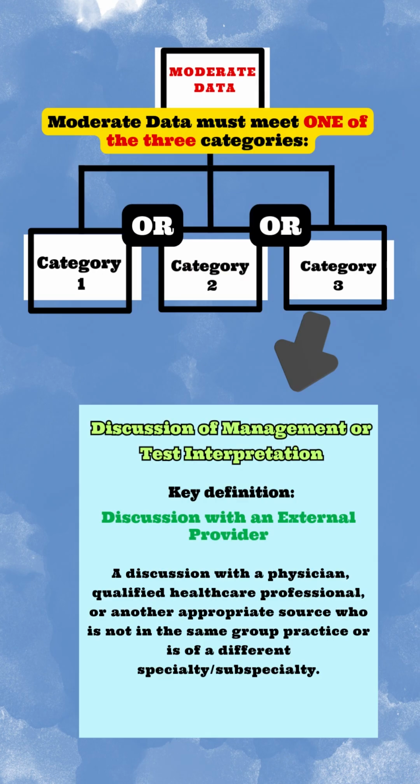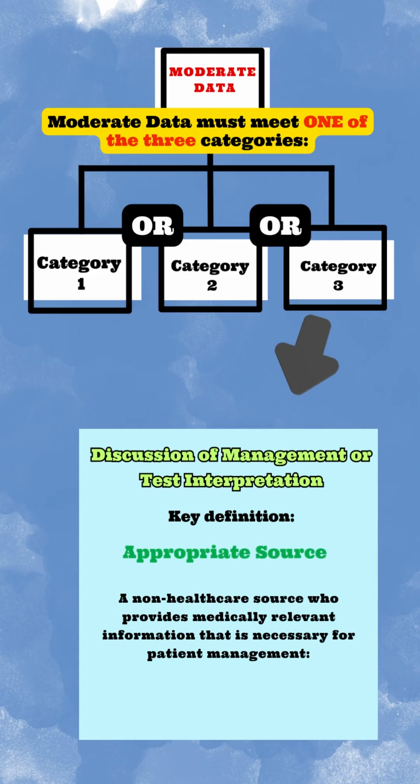Category 3 is a discussion with an external provider or appropriate source. A discussion with an external provider is a discussion with a physician, qualified healthcare professional, or another appropriate source who is not in the same group practice or is of a different specialty or subspecialty. An appropriate source is a non-healthcare source who provides medically relevant information that is necessary to patient management.